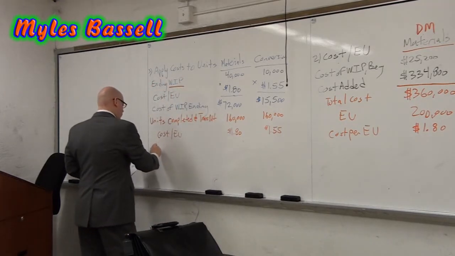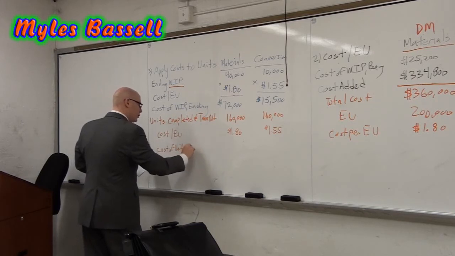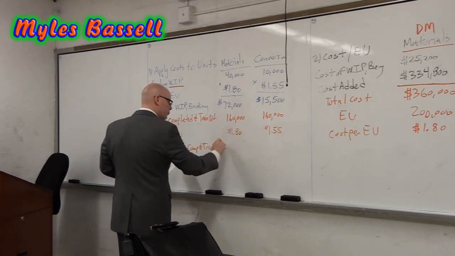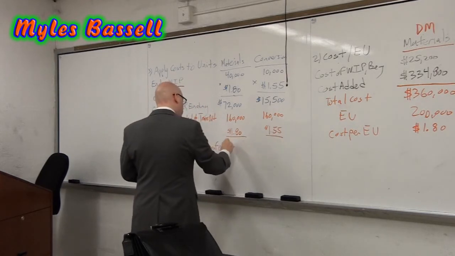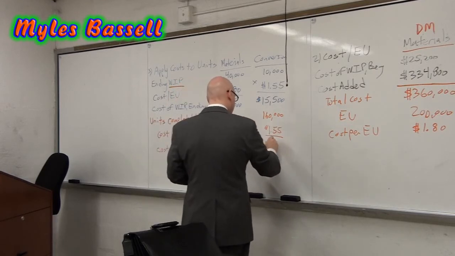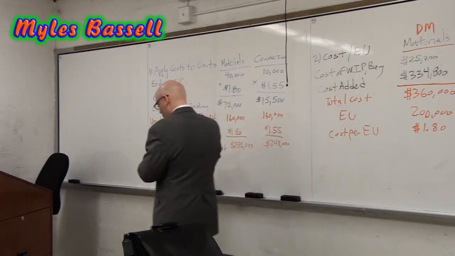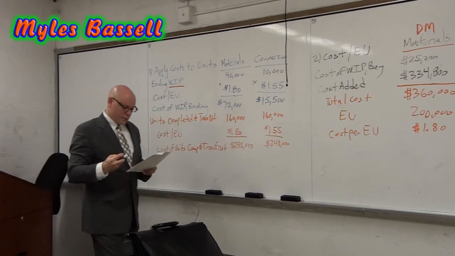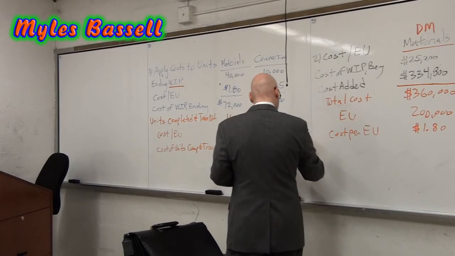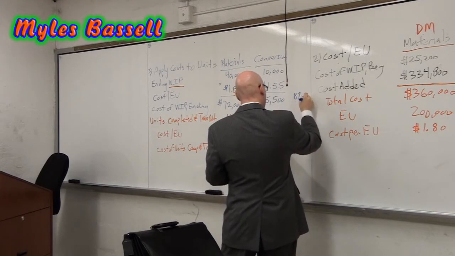So the cost of the units completed and transferred out is how much? Yes, 288,000. Yes, 248,000. These two combined is 536,000. And these two combined are 87,500.